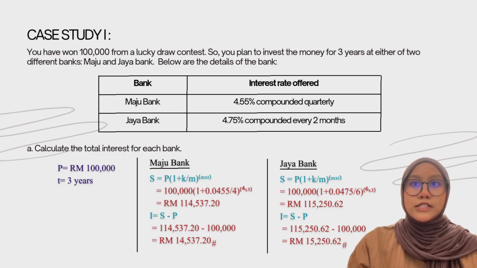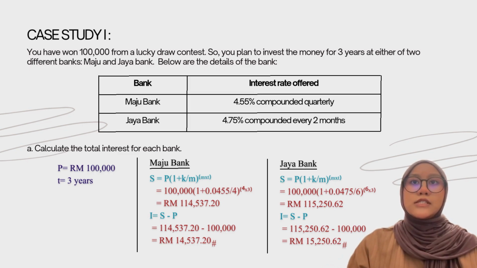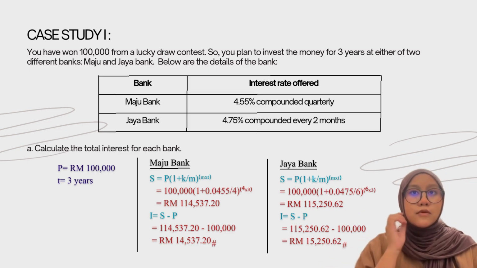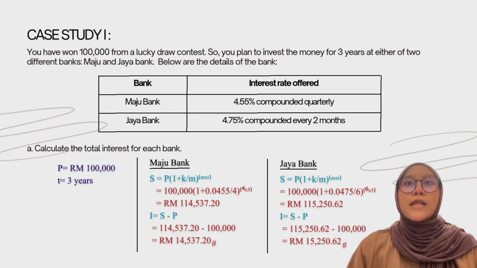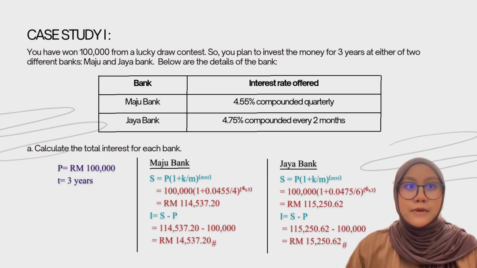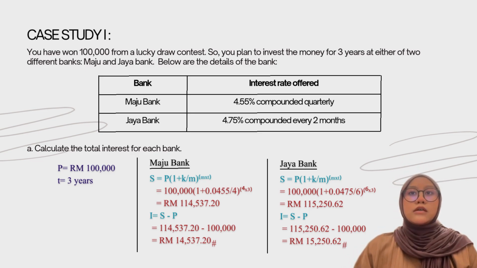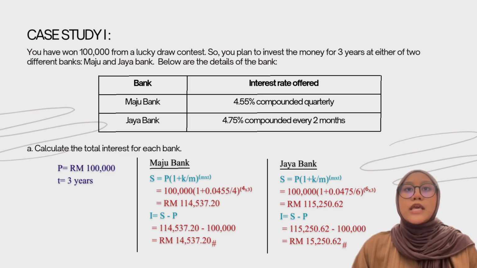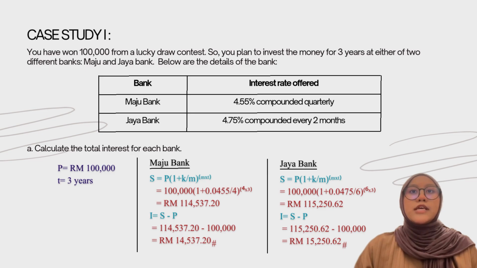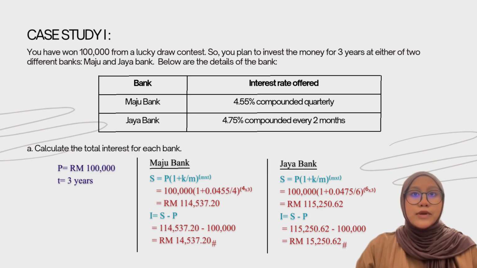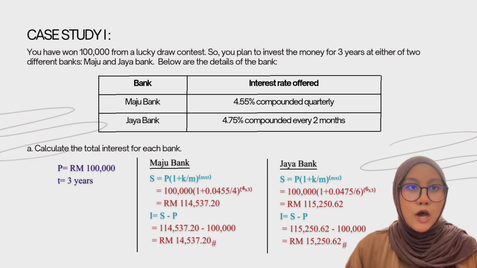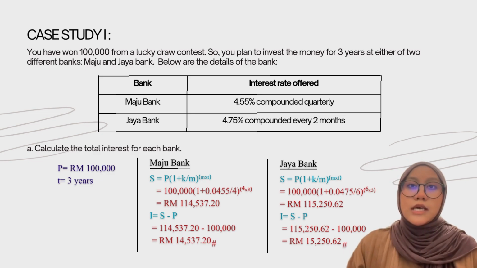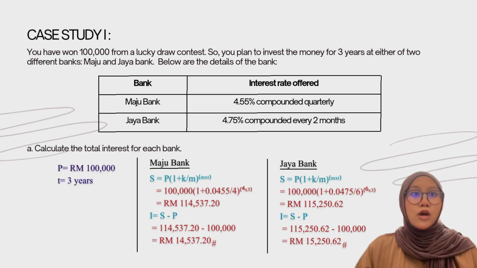So here is the calculation for the total interest for each bank. We're using the formula S equals P(1 + K/M)^(M×T). So we just insert the amounts of P, K, M, and T, where K stands for the interest rate, M is how many times it has been compounded, and T stands for how long it happens.